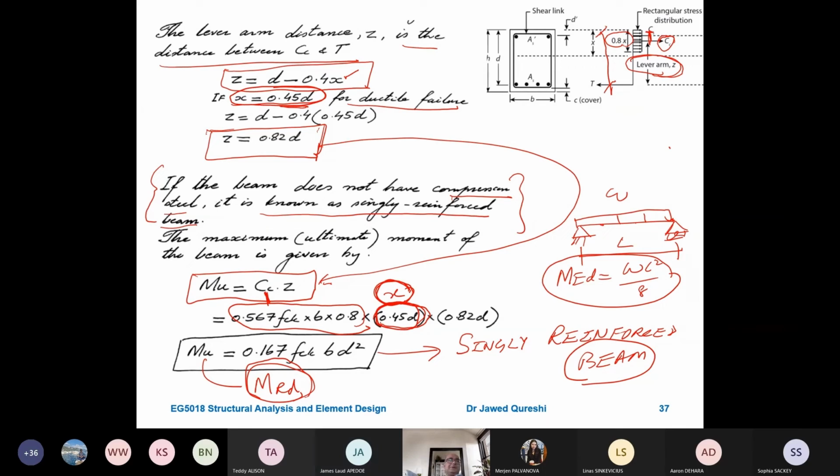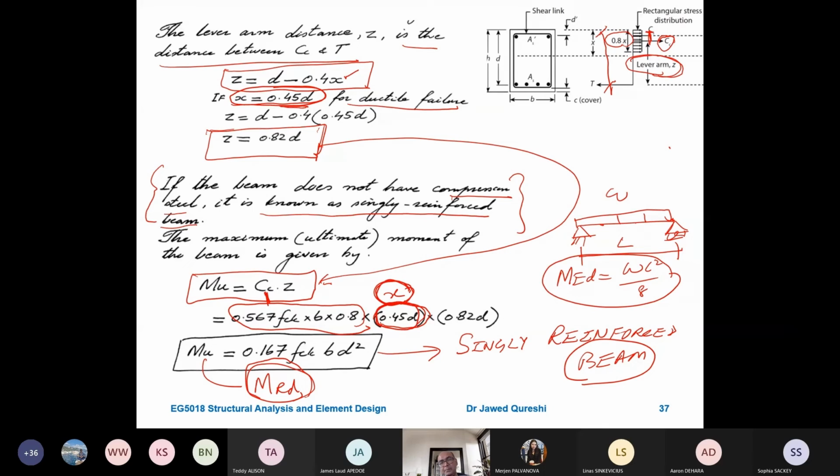Now remember, here is the key thing. If the applied moment is less than the moment resistance of a singly reinforced beam, it means that we can design the beam as a singly reinforced beam. It means that the compression reinforcement is not required. Yes or no? Yes. If the applied moment is less than the moment of resistance of a singly reinforced concrete beam, this beam can be designed as a singly reinforced concrete beam, and it will be safe. It means that no compression steel is required.